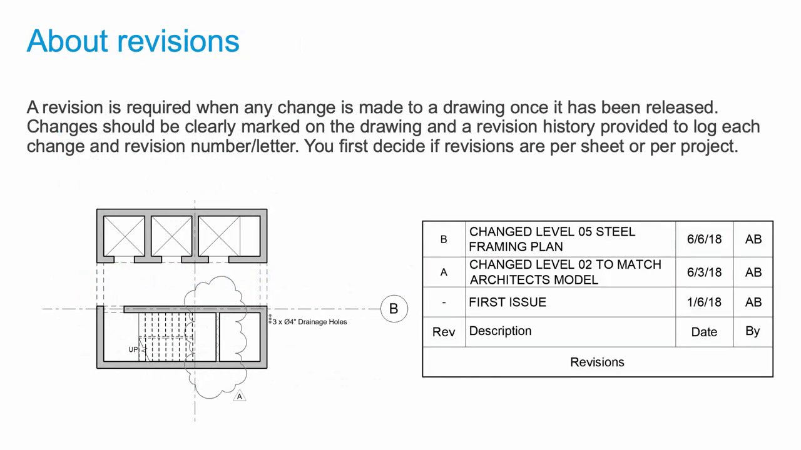When changes are made to a drawing and the drawing has been released, you should create a revision and log this in a revision table. The changes to the drawing sheet can be indicated with a revision cloud and a revision tag. You can either control the revisions globally in a project or per sheet. This has to be decided before any revisions are created.